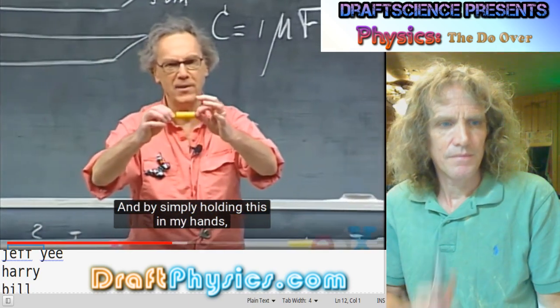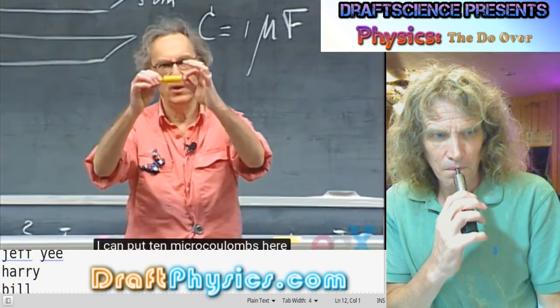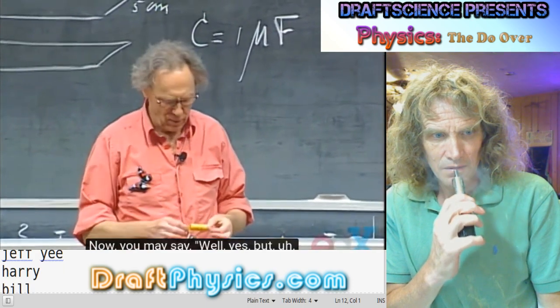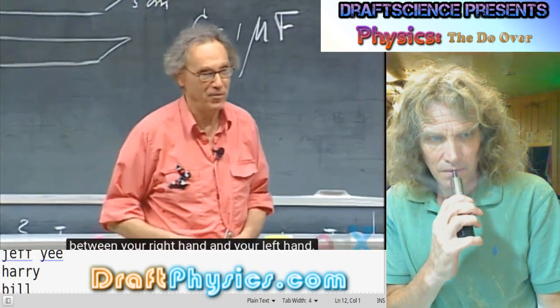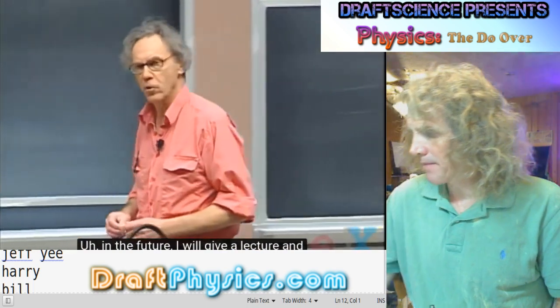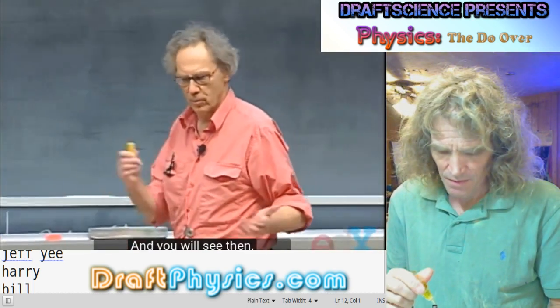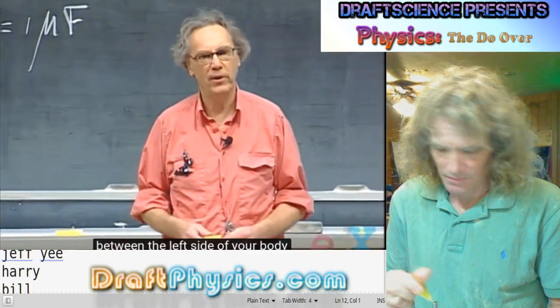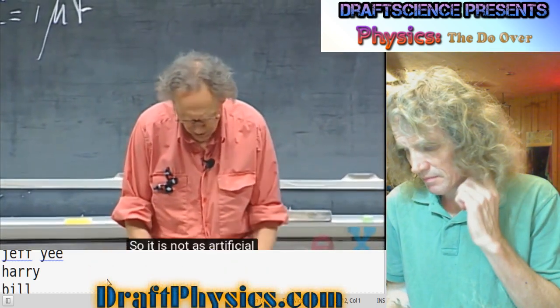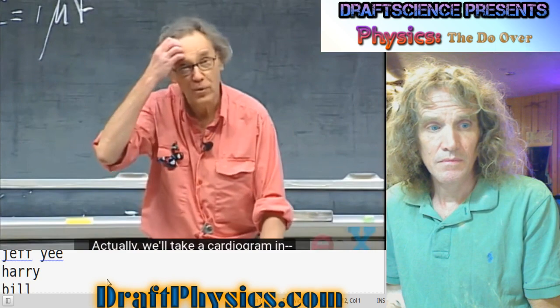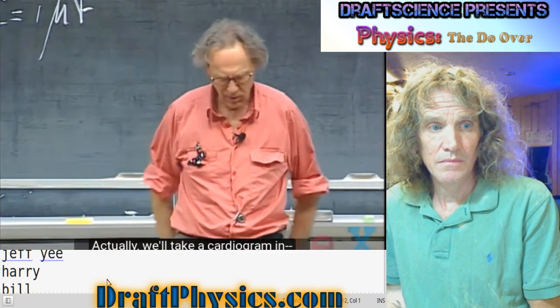And by simply holding this in my hands, I could put 10 microcoulomb here on this capacitor. Now you may say, well, yeah, but the potential difference between your right hand and your left hand, 10 millivolts, isn't that funny? No, not really. In the future, I will give a lecture and discuss electrocardiograms, and you will see then that there is a potential difference between the left side of your body and the right side, which is several millivolts. So it's not as artificial as you may think. Actually, we'll take a cardiogram in class, and you can see it really working.